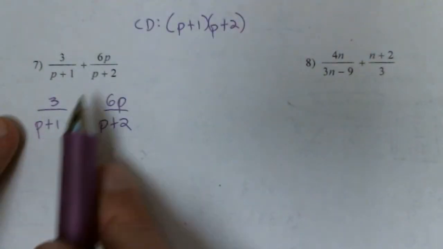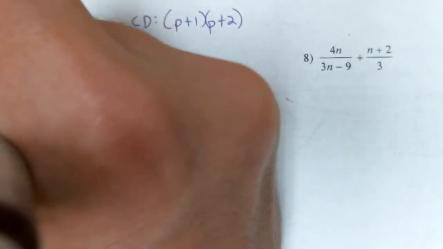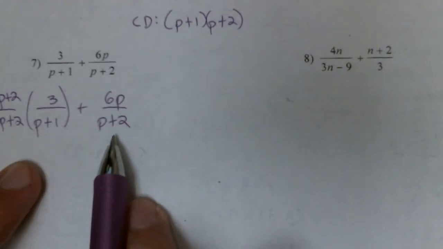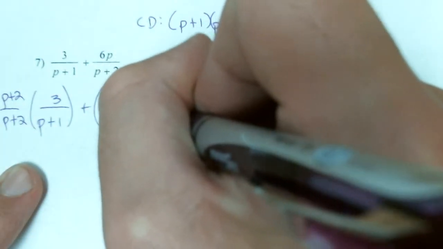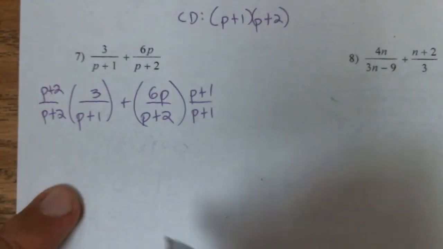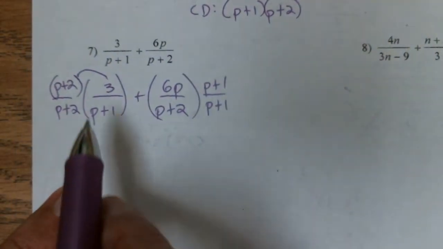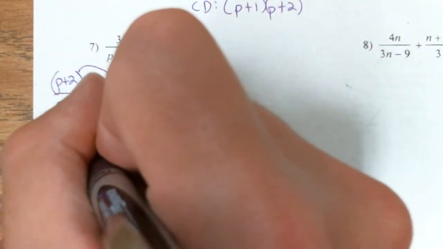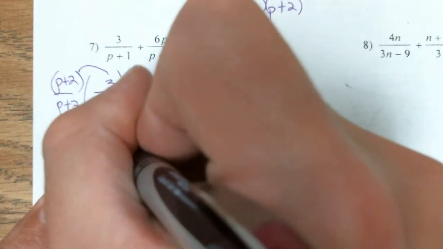Okay, this guy is missing what? It's missing this piece. So I need to multiply that by the p plus 2 over p plus 2. What is this guy missing? It's missing that piece. So I need to multiply that by p plus 1 over p plus 1. All right, now here I need to distribute there. I'll put that in parentheses if that helps you. 3 times p is 3p. 3 times 2 is 6.